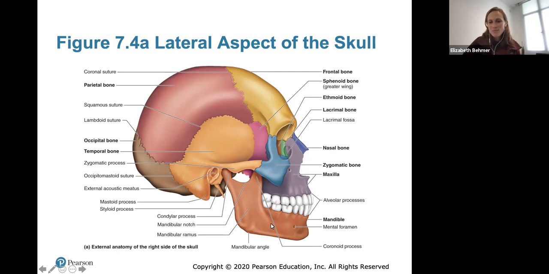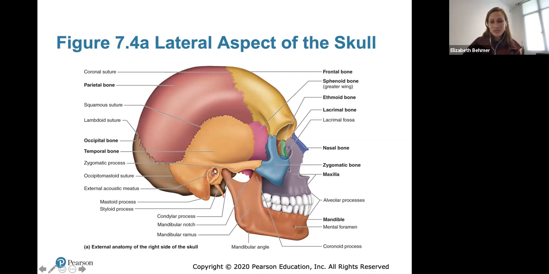And then we have the mandible, which is your jaw bone, and that's the only movable bone in the skull. And you can see here the alveolar processes are where the teeth will fuse in with these bones. So these are all good pictures that you're going to be spending a lot of time with studying. We can also start to see openings.